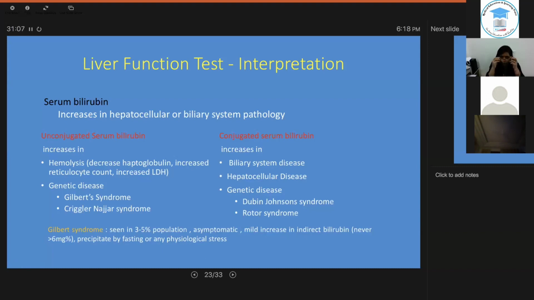Then comes the conjugated serum bilirubin, which we can have either in biliary pathology or in hepatocellular diseases, and certain genetic disorders like Dubin-Johnson syndrome and Rotor syndrome, in which conjugated serum bilirubin is high.